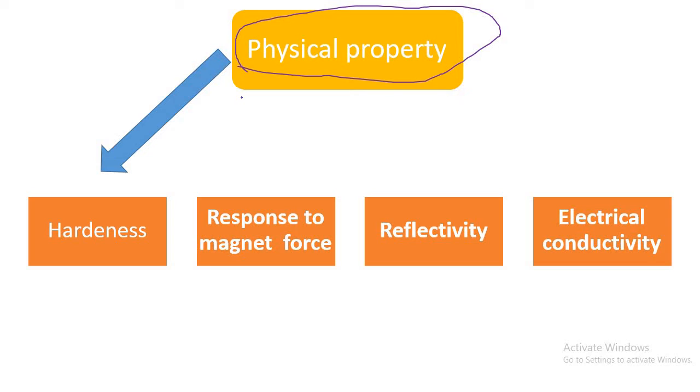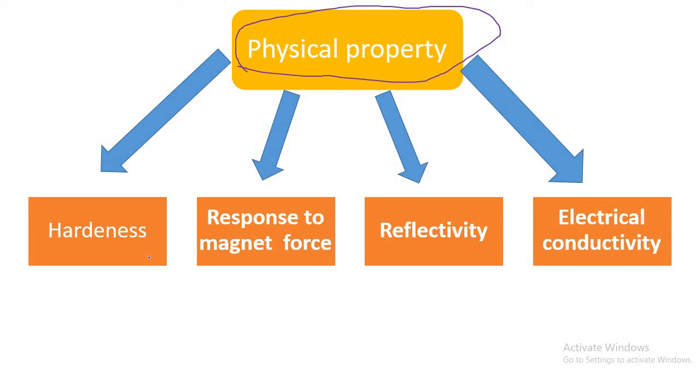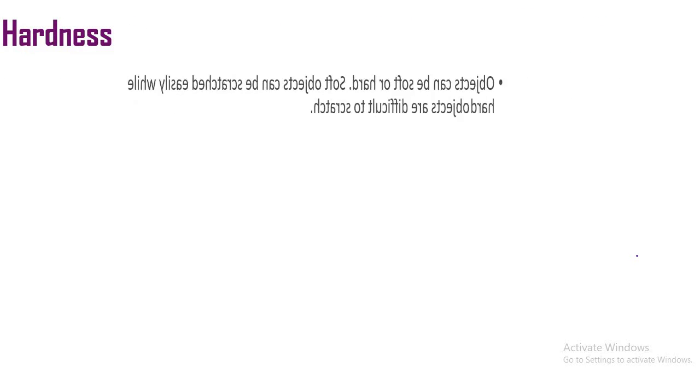For example, when I observe that the rock is very hard, I just observe that without changing the kind of matter itself. We have three physical properties here: hardness, response to magnet force, reflectivity, and electrical conductivity. So let's start with the first one. Hardness.